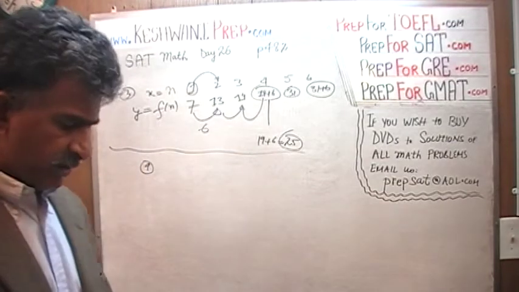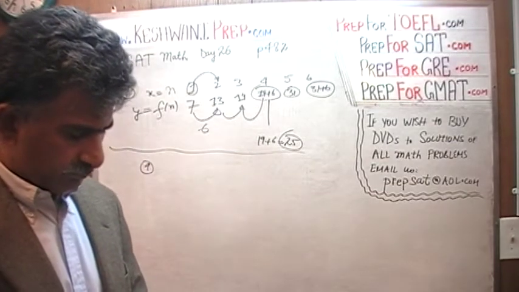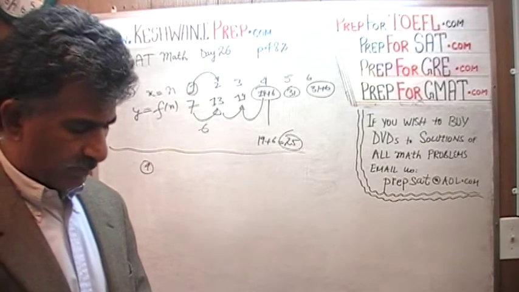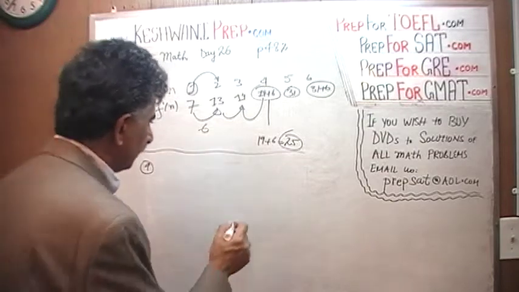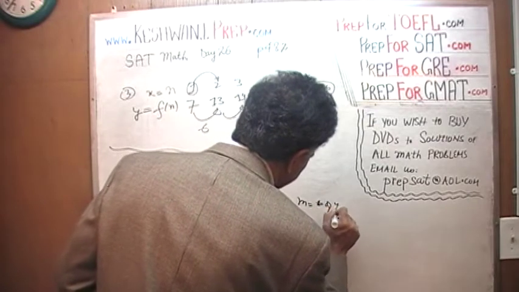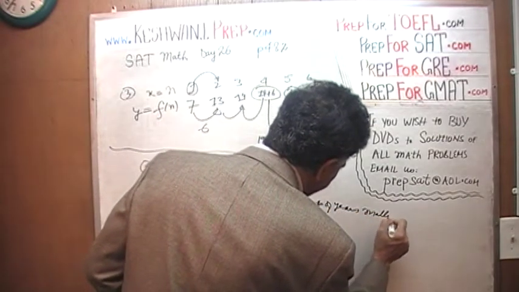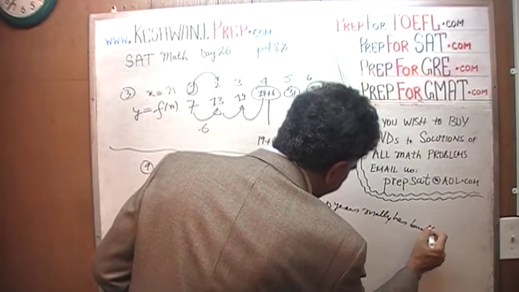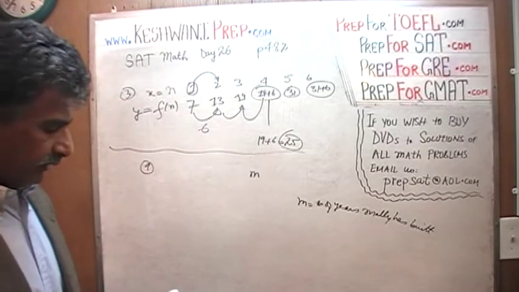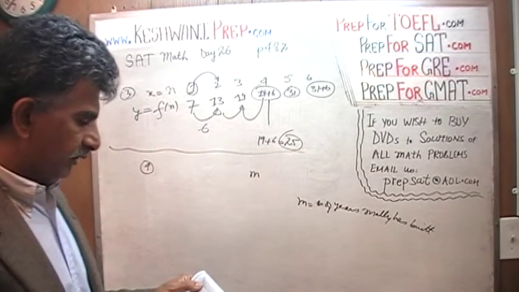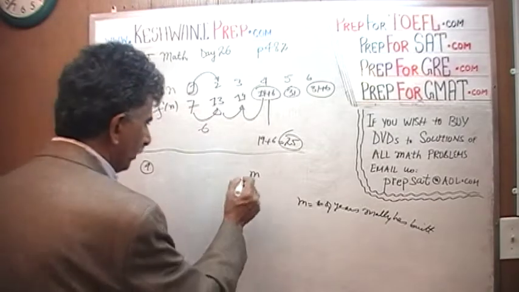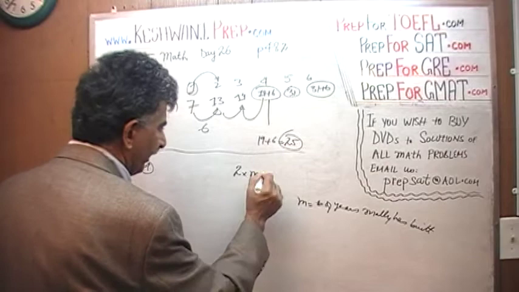Number 4, they say Charlie has built houses for 5 years less than twice as long as Melly has. Let's denote M as the number of years Melly has built. M stands for number of years Melly has worked. And Charlie, we are told, has built houses for 5 years less than twice as long. Twice as long as this guy is 2 times M, and 5 years less than that.